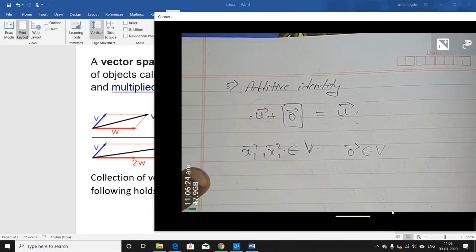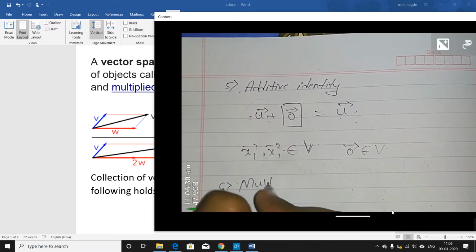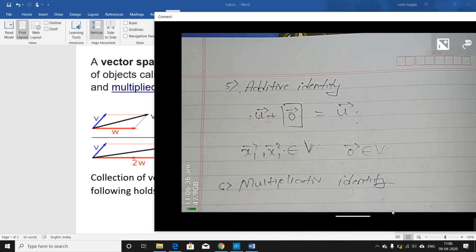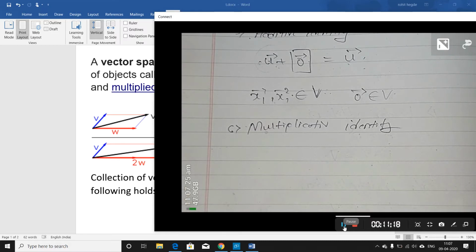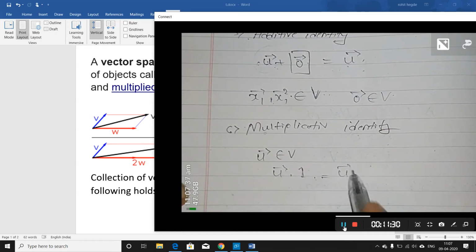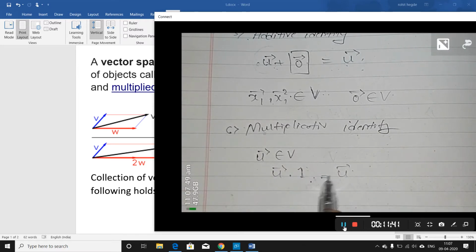The next is multiplicative identity. If you multiply any vector, for example u vector which belongs to V, with the scalar 1, then we get the same vector, u vector. This is the multiplicative identity. That means if you multiply any vector by this scalar 1, then we will get the u vector.